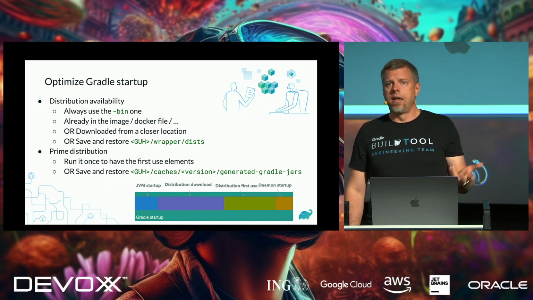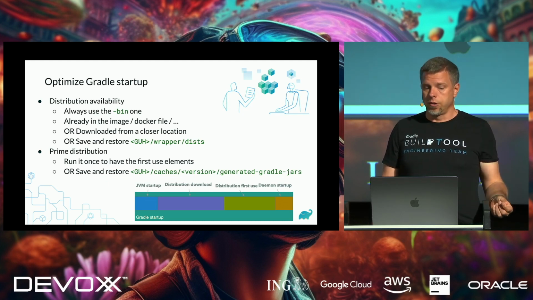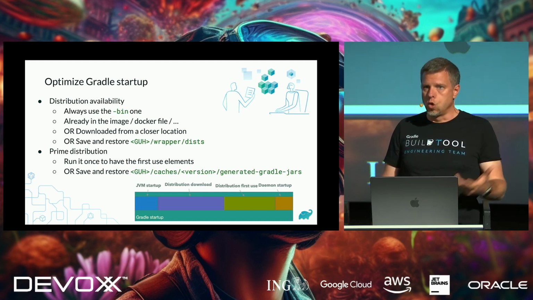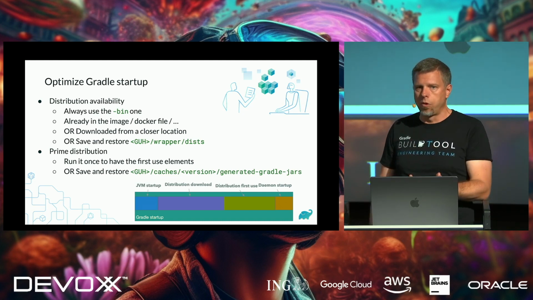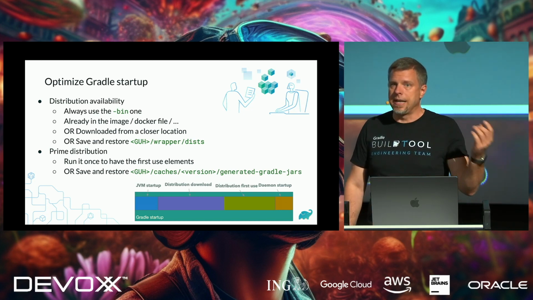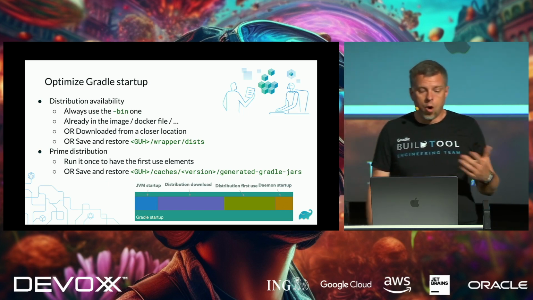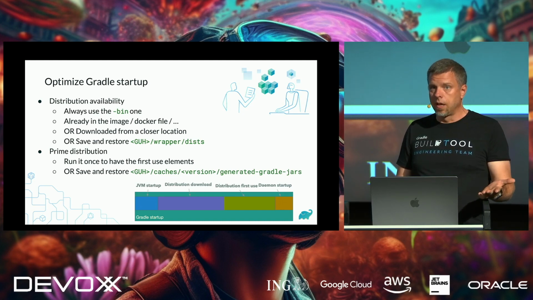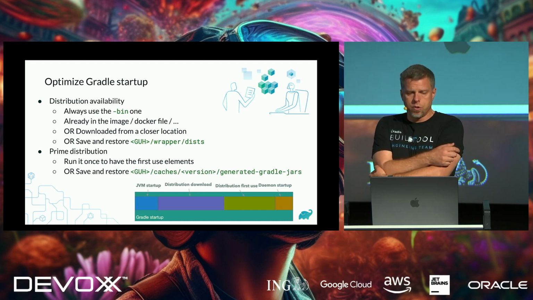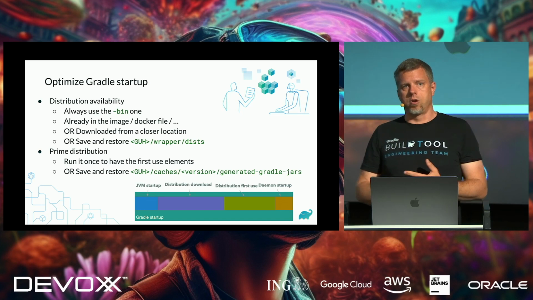Then, as I said, that Gradle distribution, the first time it runs, needs to generate jars. So either, again, as part of the process of building the image, you run it once, like you do a Gradle help on an empty folder, it will generate the files and then tell you, oh, there is no build here. But at least after that, it's part of the image and we don't have to generate them anymore. Or again, save and restore the specific cache folders that contain these jars, and so you'll find them under the Gradle user home, caches, version being the Gradle version, generated Gradle jars.